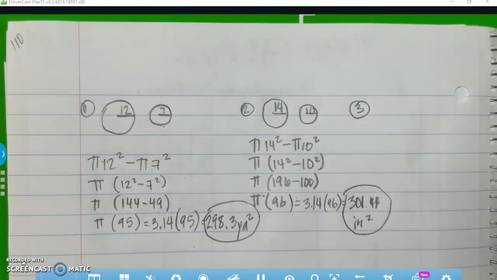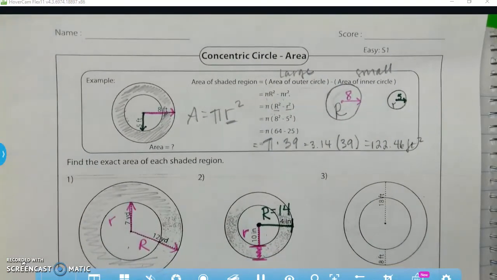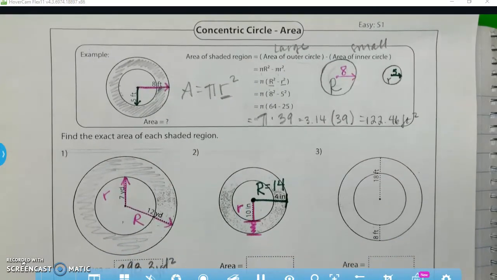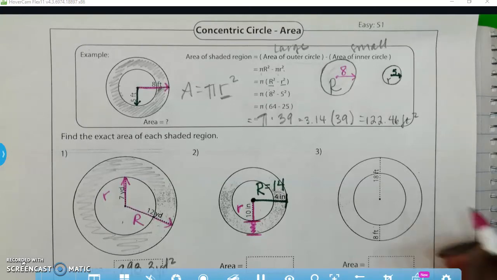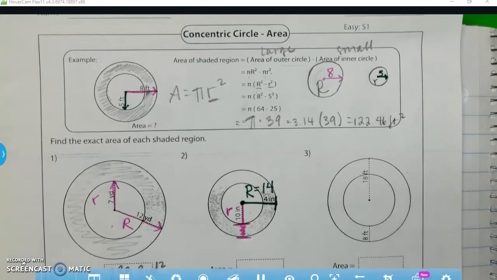Anytime you need to pause, if I am moving too fast, or if you want to see where my numbers are coming from, or rewatch my distribution of numbers, please feel free to do so. All right, example number 3, yet another variation of how your measurements are given to you. So, do I see a clear definition of my small radius? No, we do not. Look what's going on here, guys.